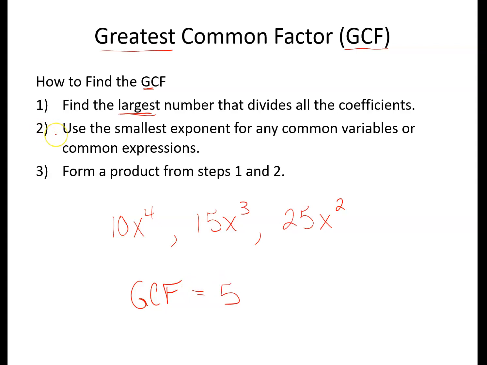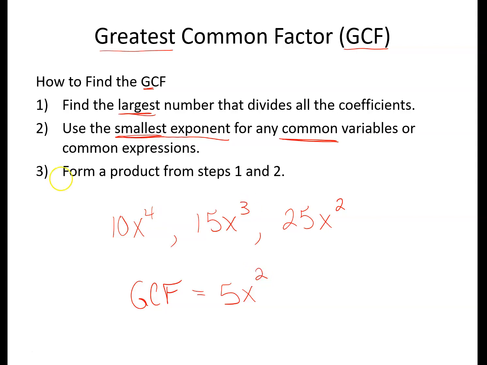Then second, use the smallest exponent for any common variables or common expressions. They have to be in common. So if we look back to this example, all three of these terms have x. X is in common. That means we're going to put x in our GCF to the smallest exponent. So we've got 4, 3, and 2 as the exponents. We pick the smallest, which is 2.